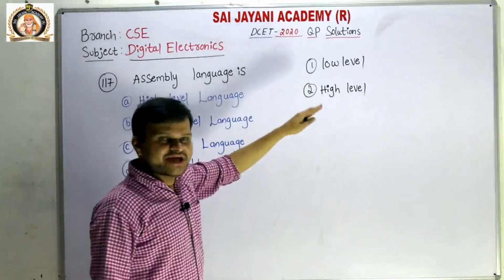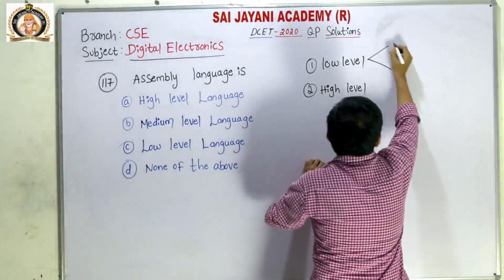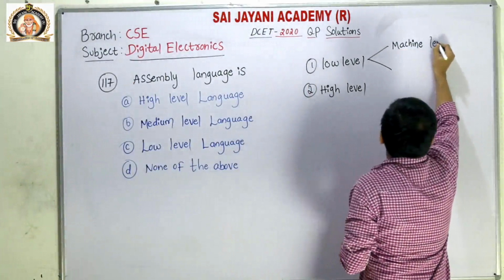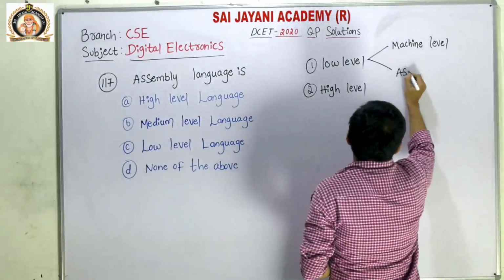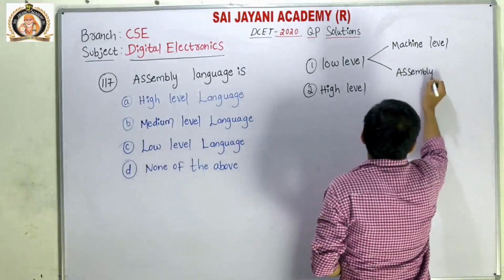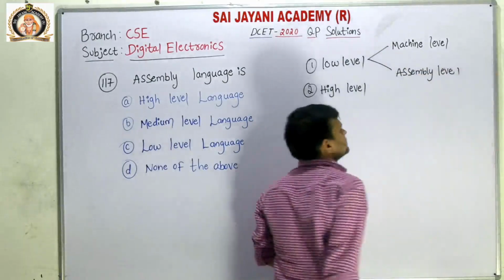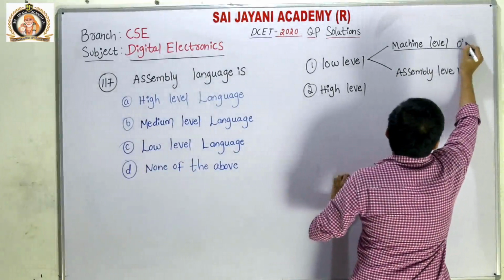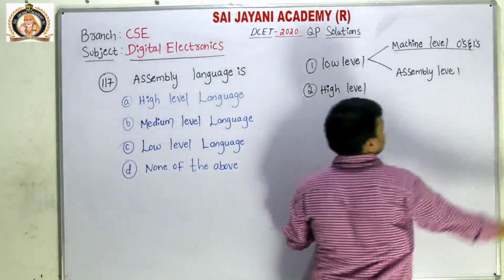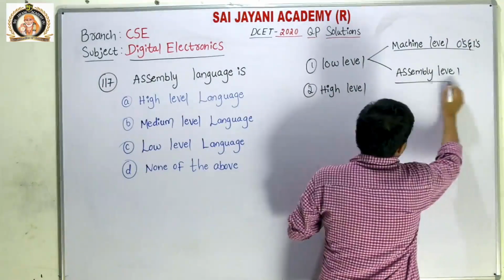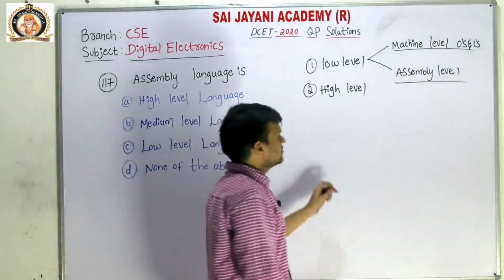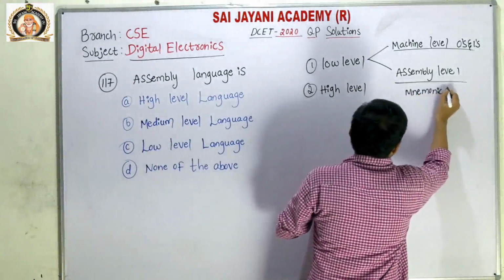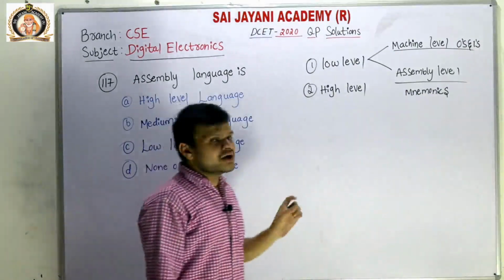And this low level programming language is further classified into two types. The first one is called machine level programming language, and the second one is called assembly level programming language. In machine level programming language, the program is written in the form of zeros and ones. Similarly, in assembly level language, the program is written in the form of mnemonics, or also we can call it opcodes.